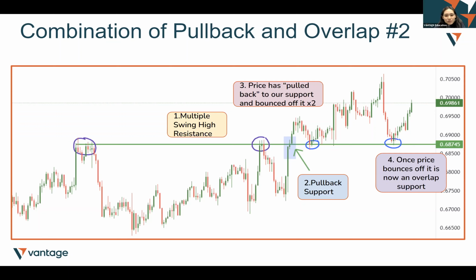Okay, so since we expect price to pull back, you can take note of the two circles. So this is exactly what happened. Price bounces off this level twice, making it a strong overlap support. Because you can see how there are multiple swing highs as well as swing lows testing this level.